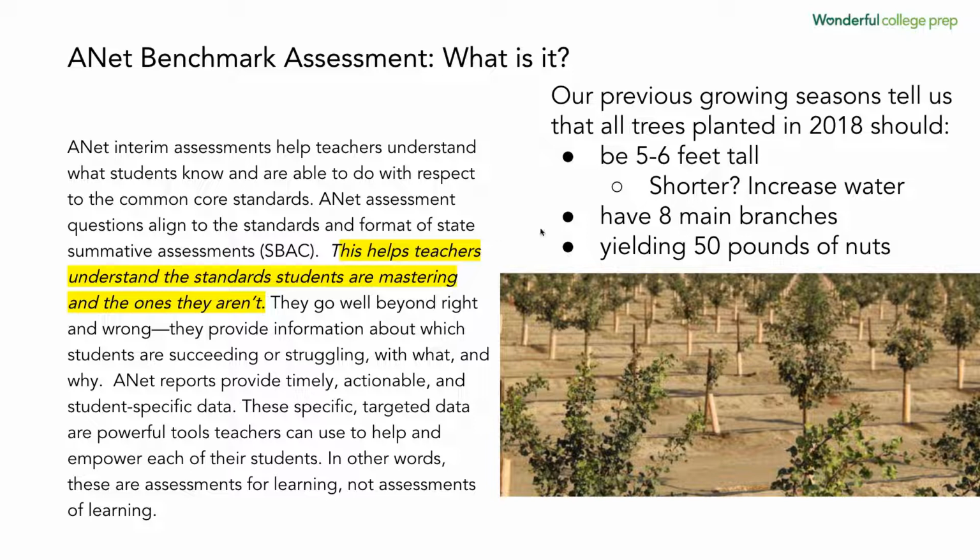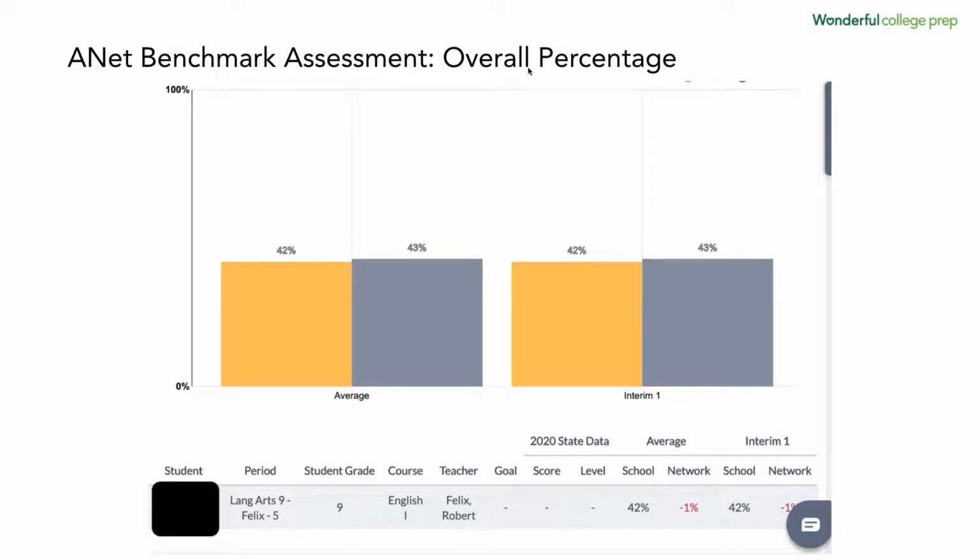So unlike the single tree look with MAP, this is really looking at that whole field again. So what we generally do is look at previous growing seasons and ask, how old are those trees planted in 2018? How tall should they be? If they're too short, do we need to increase water? How many main branches do they have? How many pounds of nuts are they yielding? And so we're looking at all these things to determine where that one tree or field of trees is relative to how they should be performing if they are a high yield, high producing tree. And so this is the type of report that we generally look at for understanding student percentages.